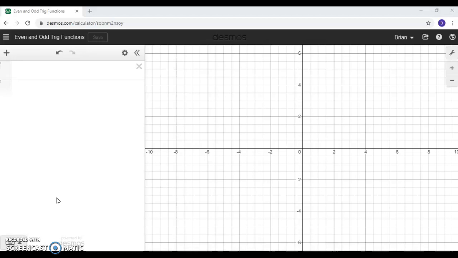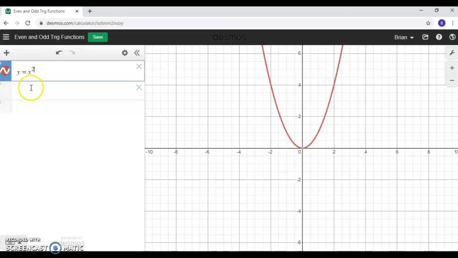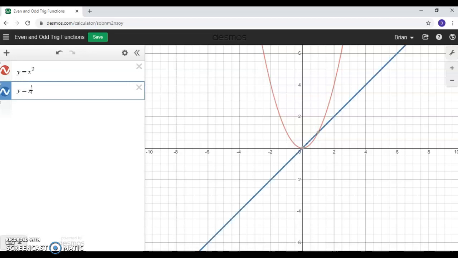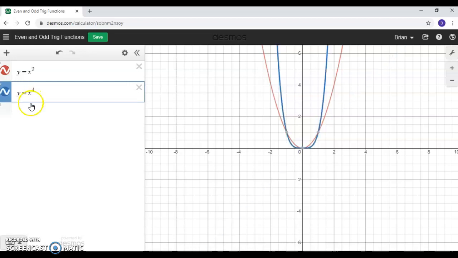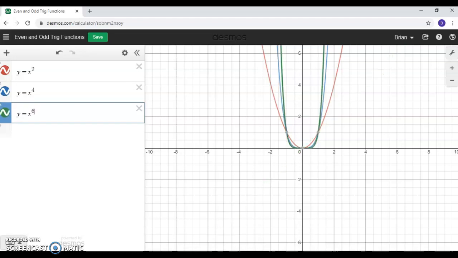Let's start with some polynomials, and I'll graph something like y equals x squared, and something like y equals x to the fourth, and something like y equals x to the sixth. And I'm not going to highlight all these at the same time, so let me deselect some of these graphs. You notice that y equals x squared, we've got that parabola shape. Something interesting about that graph is it looks like it's symmetric about the y-axis. So anything on the left has a match on the right.